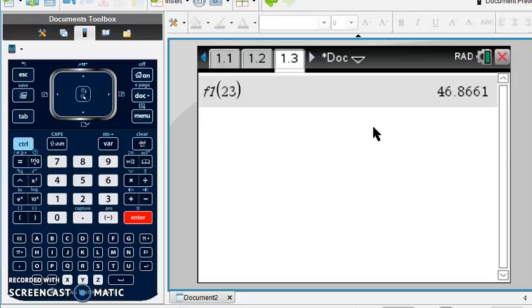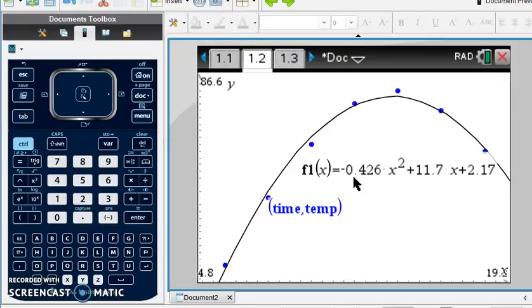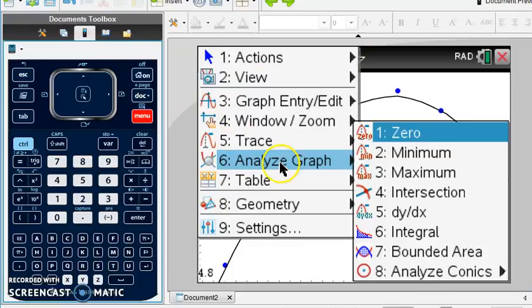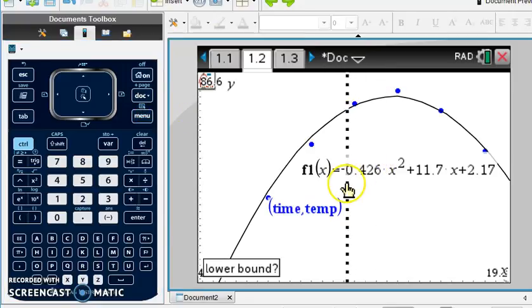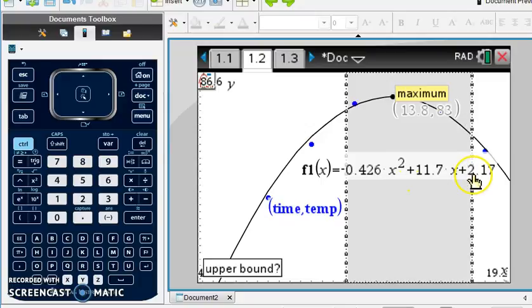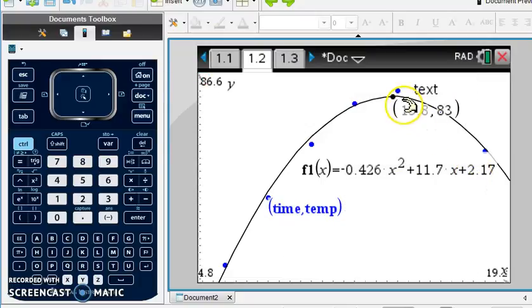Sounds pretty cold. Another thing they might ask you to do is find out when is the maximum temperature. If I want to find the maximum temperature, I would use Analyze Graph to find the maximum. For example, when is it the hottest during the day and what is that temperature? And there's my maximum temperature on this function. Looks like this is my time and my temperature would be 83 degrees.